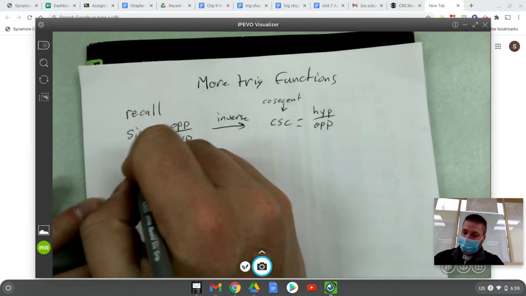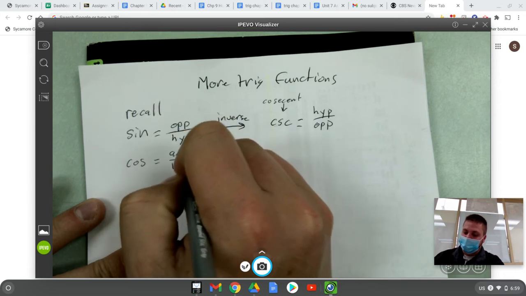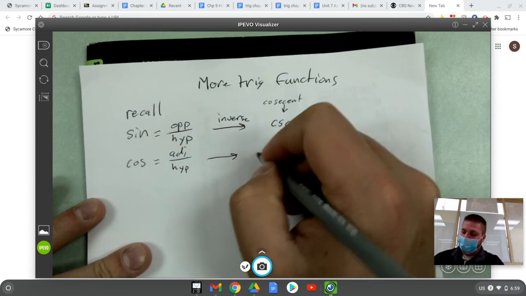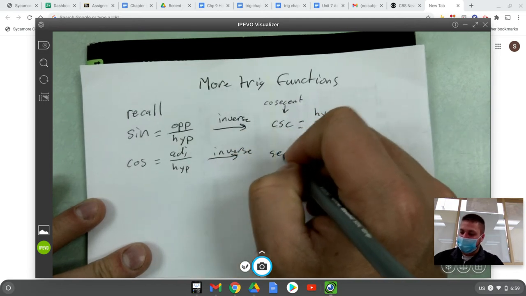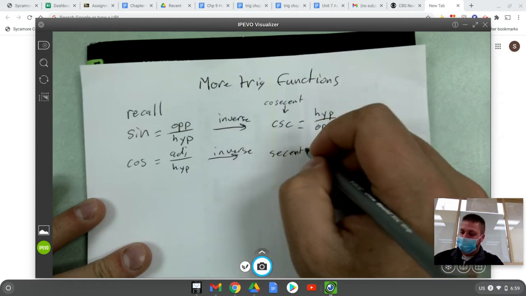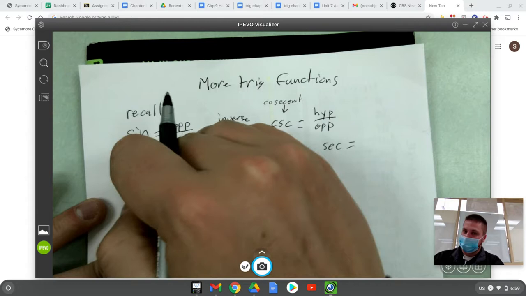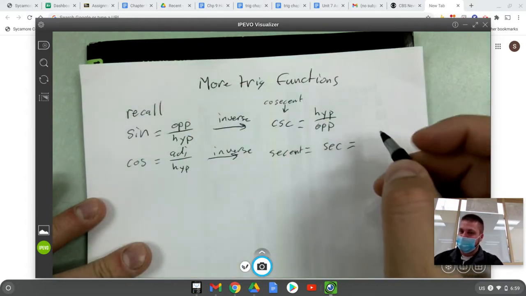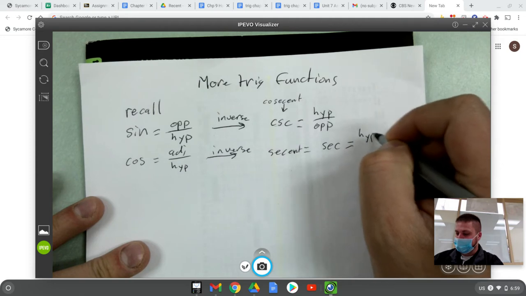Again, recall that cosine is adjacent over hypotenuse. Well, its inverse is called secant, which is labeled as this. So the inverse, again, inverse means reciprocate the fraction. The inverse is hypotenuse over adjacent.